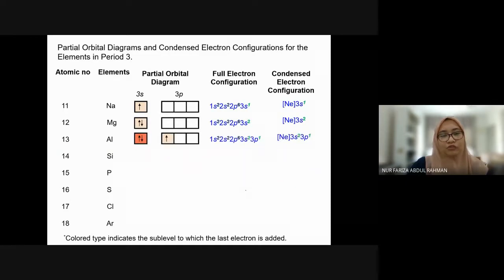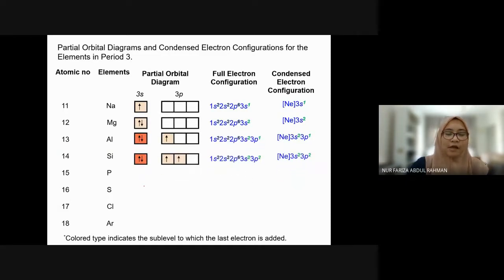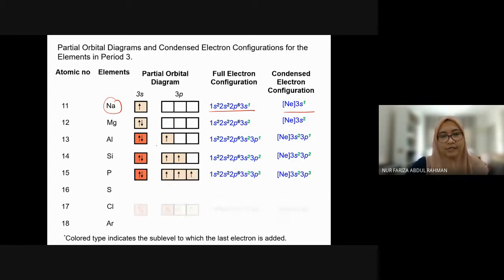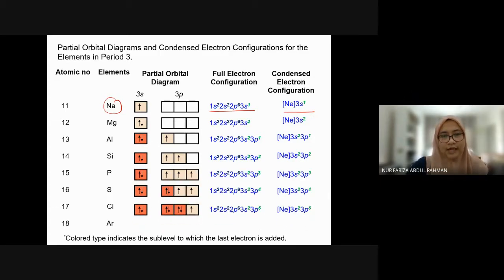Okay, these are the examples for elements in the periodic table. Maybe you can try on your own to practice writing the partial orbital diagram for sodium, and then the full electron configuration and the condensed one. As you can see, 3s, 3p. Why 3p? Why aluminium, silicon, phosphorus and argon? These elements are considered p-block elements because they end with a p orbital. See? p orbital, p orbital, p orbital.